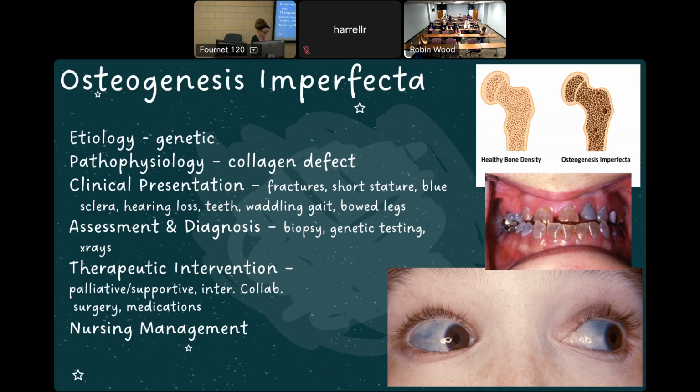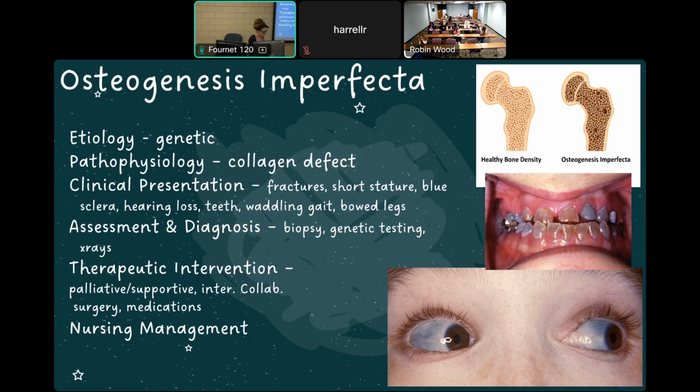Medication wise, we might see them be on bisphosphonates. Like, is it Fosamax? So usually the meds you see the little old ladies with osteoporosis on. And your book has the pharmacology chapter 28.1 if you need to review the side effects of those.